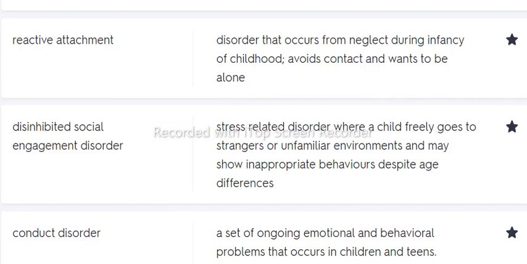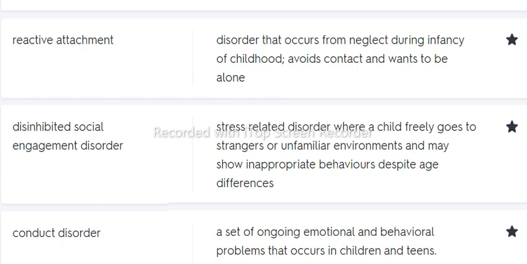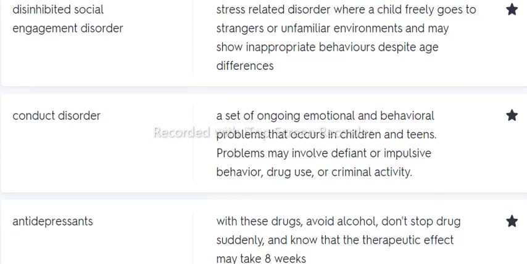Disinhibited social engagement disorder. Stress-related disorder where a child freely goes to strangers or unfamiliar environments and may show inappropriate behaviors despite age differences. Conduct disorder. A set of ongoing emotional and behavioral problems that occurs in children and teens. Problems may involve defiant or impulsive behavior, drug use, or criminal activity.